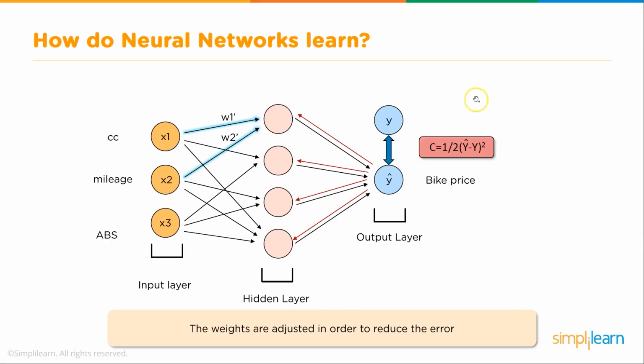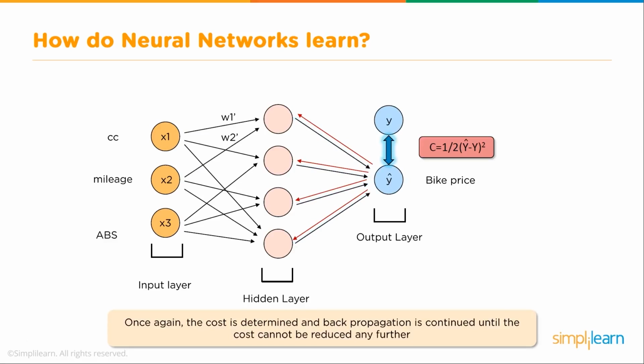So we have the bias in the cell where we're adding a value, kind of like the y-intercept, and we have a bias of the whole neural network, which means that it's weighted towards one set of answers. So we want to make small changes in these weights so we don't create a bias. And the weights are adjusted in order to reduce the error, or the cost. The network is now trained using the new weights. Once again, the cost is determined and backpropagation is continued until the cost cannot be reduced any further.